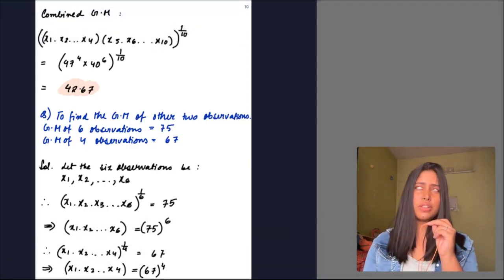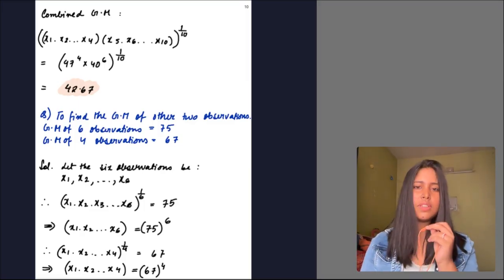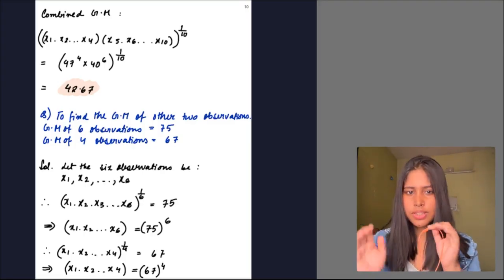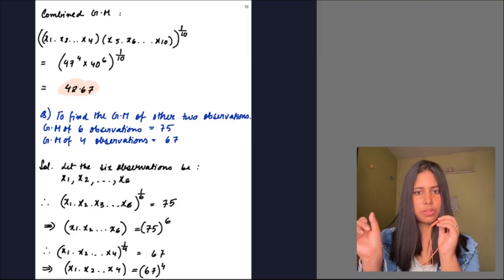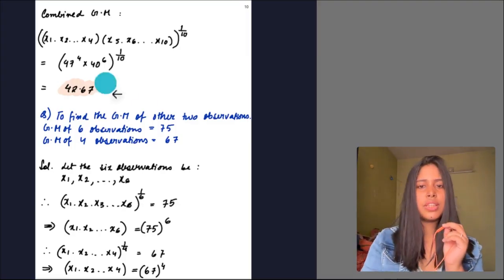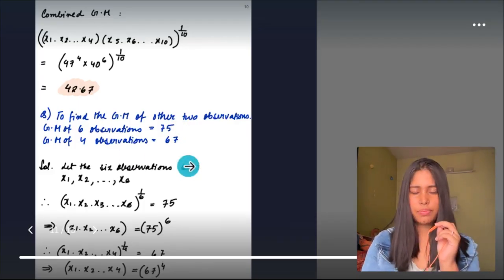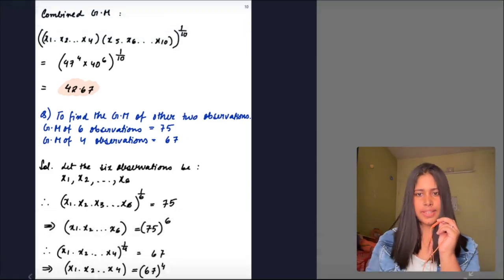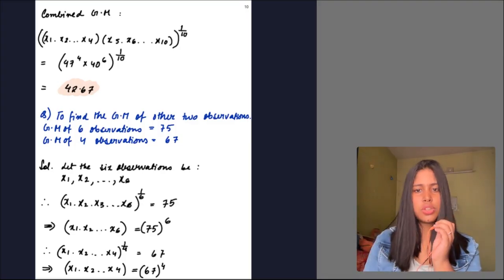For the same topic, geometric mean, we have another kind of question, which is to find the GM of the other two observations. See, we are given the 6 observations and we are given the 4 observations. We need to find the last two observations. The GM of 6 observations is 75, the GM of 4 observations is 67. So let the 6 observations be x1, x2, x3 goes on till x6.